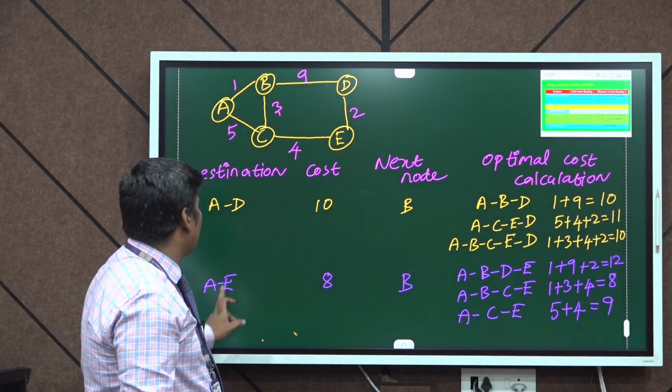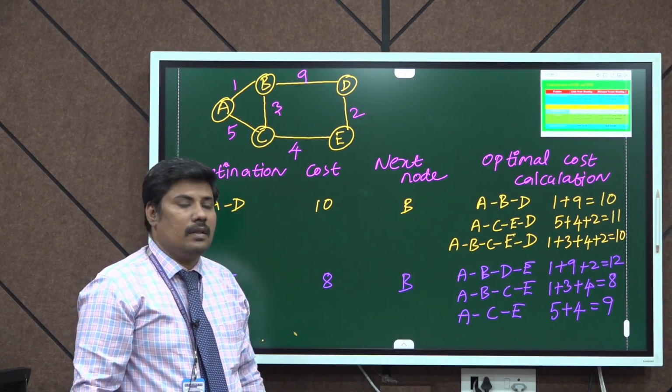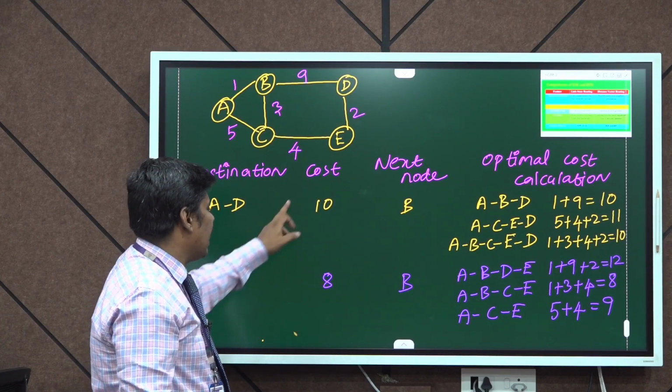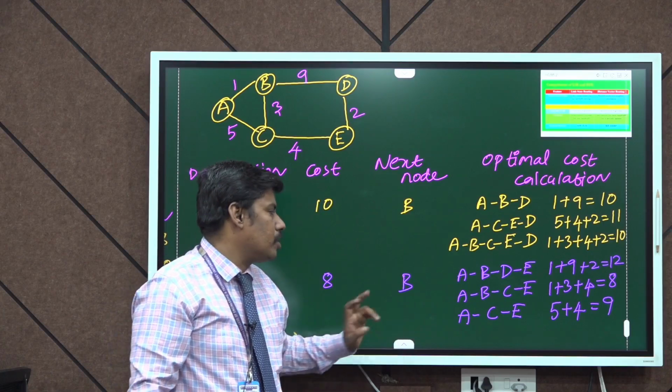Then A to E I am going to travel. The same methodology is followed in that method also. I am getting my cost value as 8 and the next node value is B.